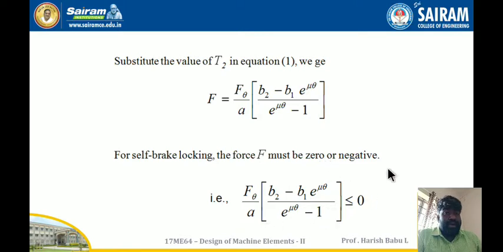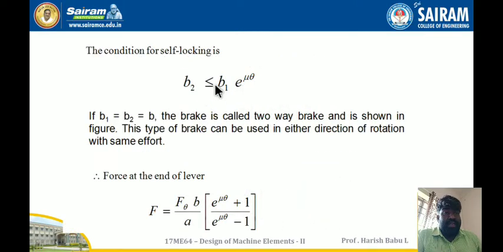So I get the condition as B2 should be less than or equal to B1 e to the power of mu theta. That is the condition for self-locking of a brake. If B1 is equal to B2, the brake is called a two-way brake. For that kind of brake, we have the force F is equal to F theta into B by A, multiplied by (e to the power of mu theta plus 1) divided by (e to the power of mu theta minus 1).